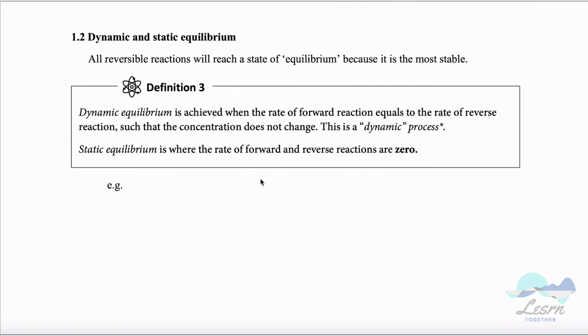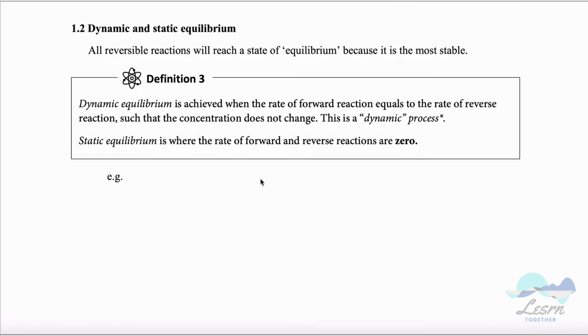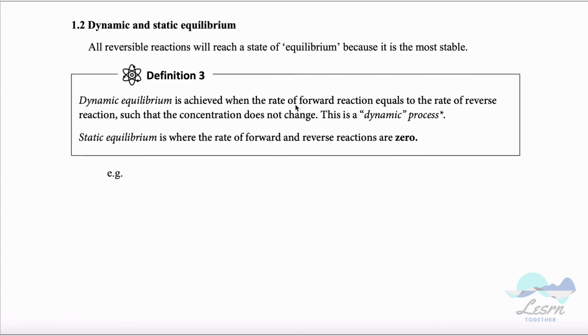Now, the next thing that we're going to talk about is the difference between dynamic and static equilibrium. And the key is that all reversible reactions reach a state which we call equilibrium, okay? Because it's the most stable state. Everything in chemistry, the rule is always everything wants to go to the most stable state possible. And for reversible reactions, the most stable state we call equilibrium.